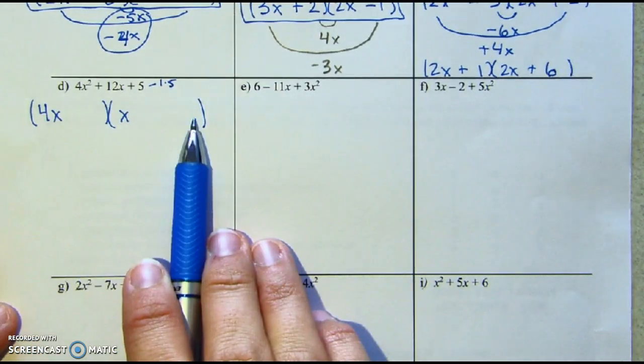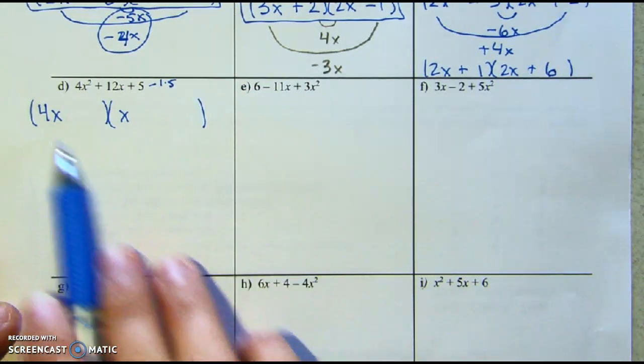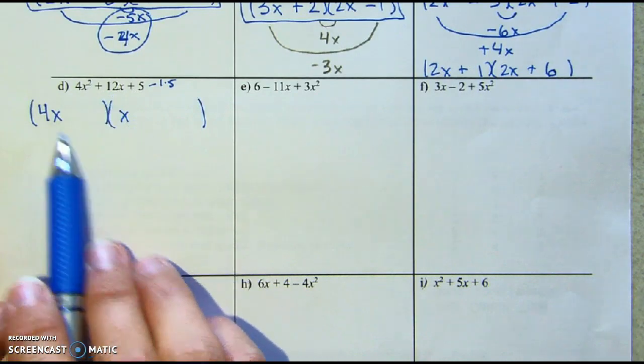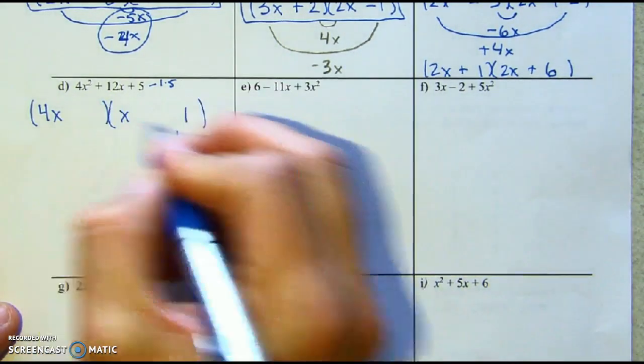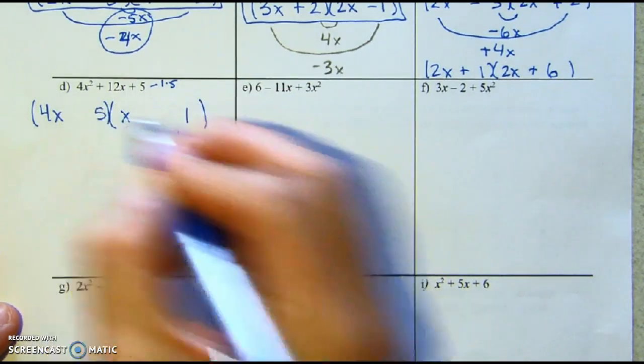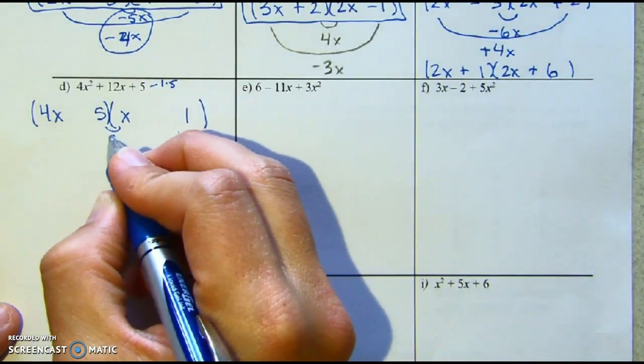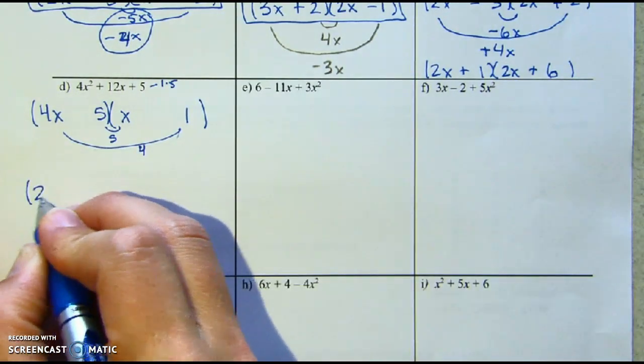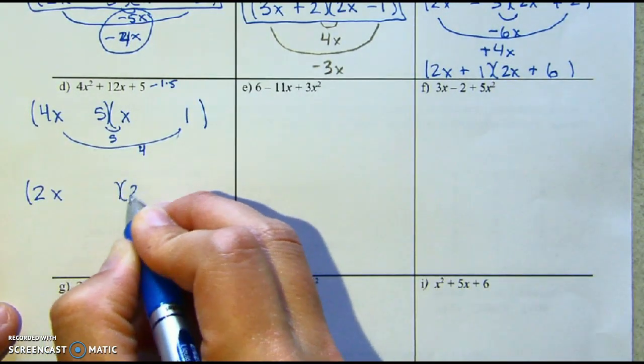4 times 5 would give us 20. Do I need 20 if I'm trying to get to 12? Nope. 4 times 1, so I'm not going to put the 5 there. Do you see how I just did a guess? Is this correct? See how fast we're getting? Can that be right? No. So it can't be 4. It has to be 2 and 2.